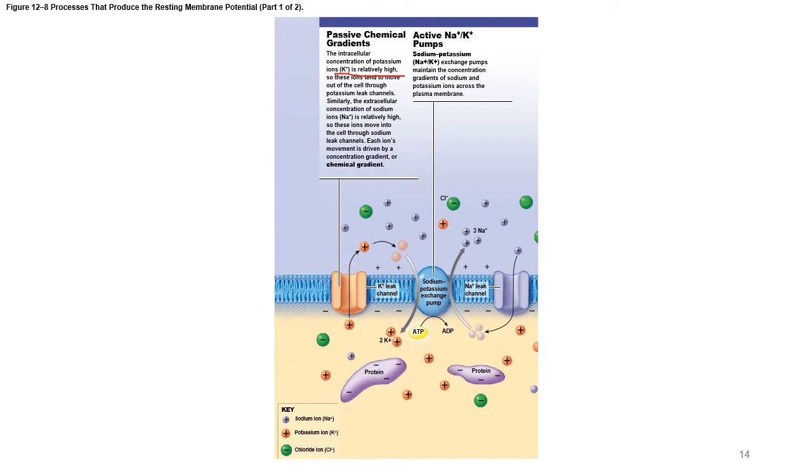So there's more potassium inside than there is outside. And they do leak out, some leak out through the leakage channels, but the extracellular fluid, or outside the cell, has a higher concentration of sodium ions. So there's a concentration gradient of more sodium outside. That's something to remember. There's more sodium outside than inside, and there's more potassium inside than outside.